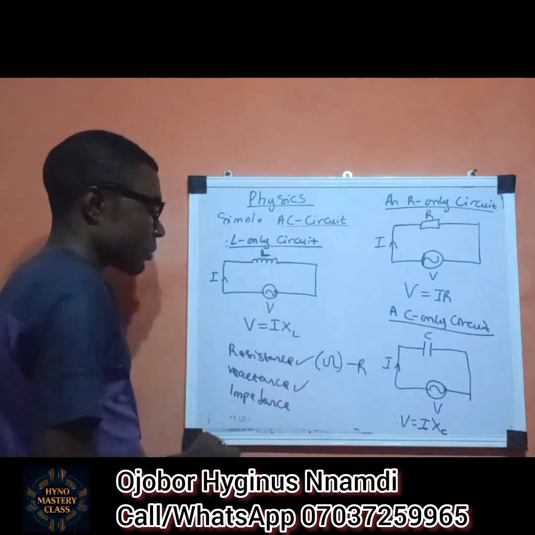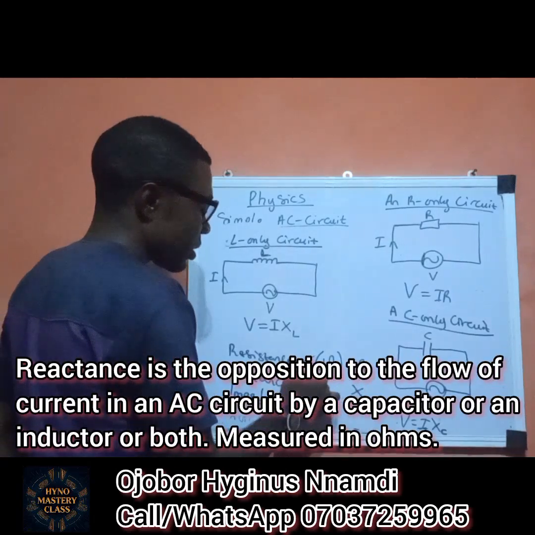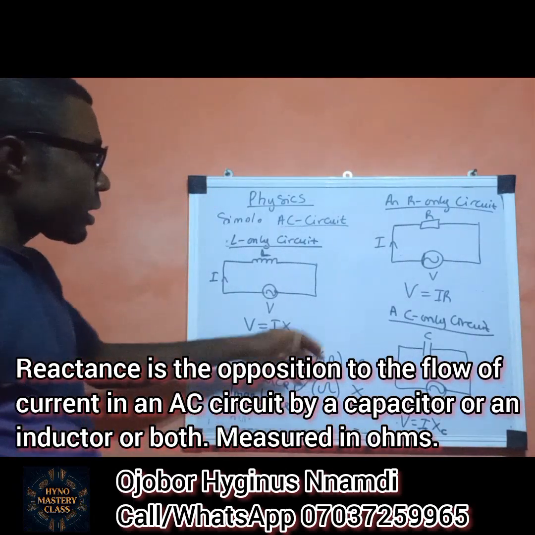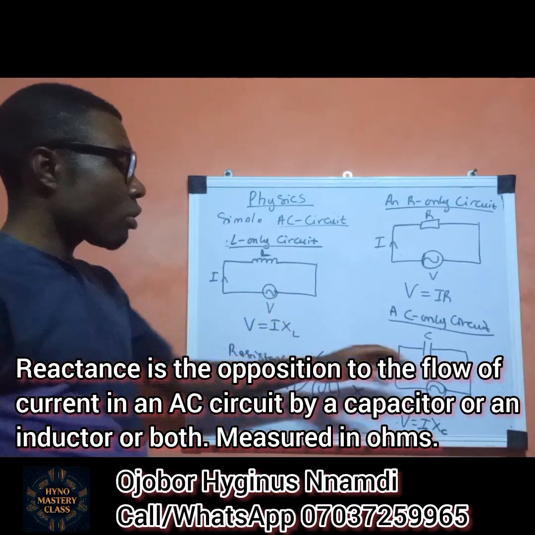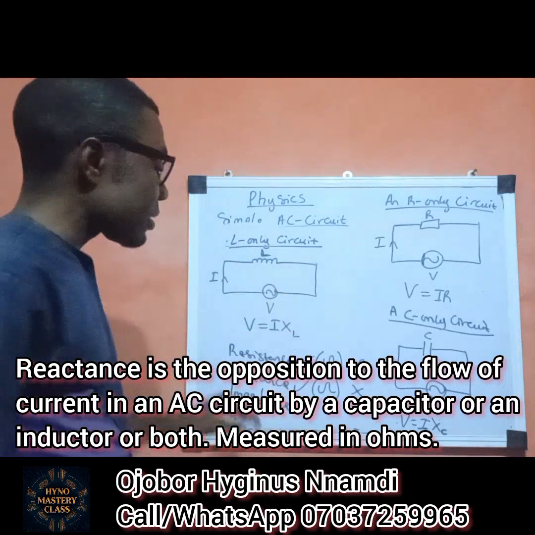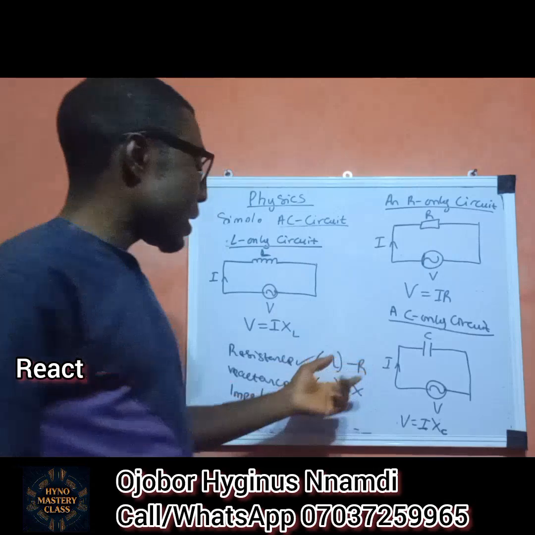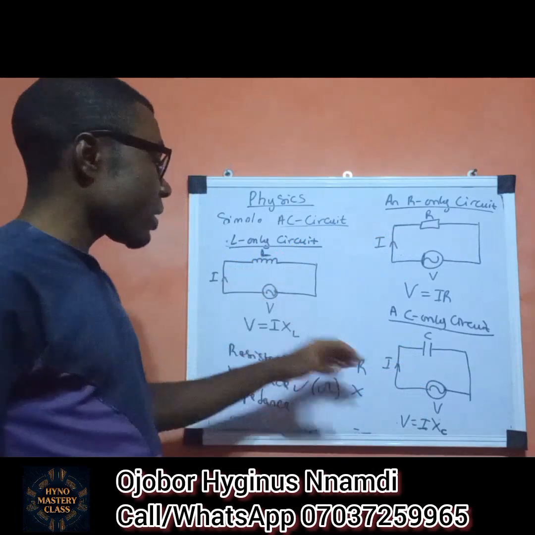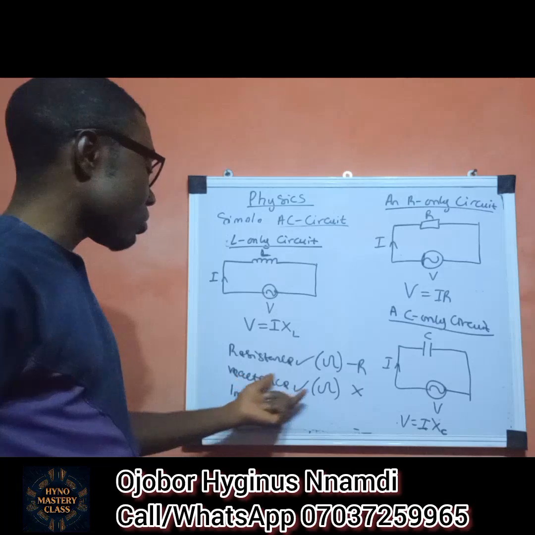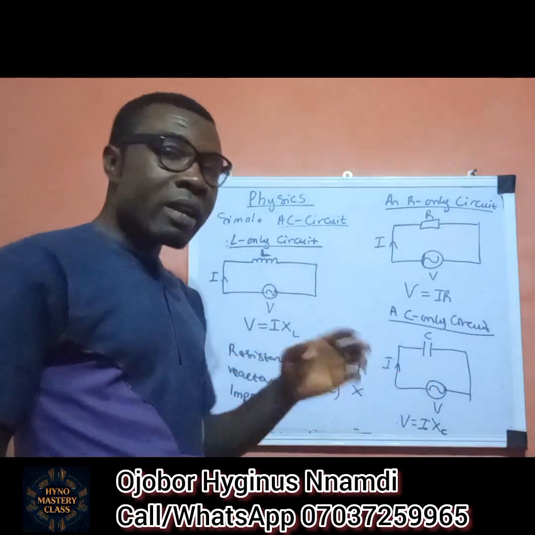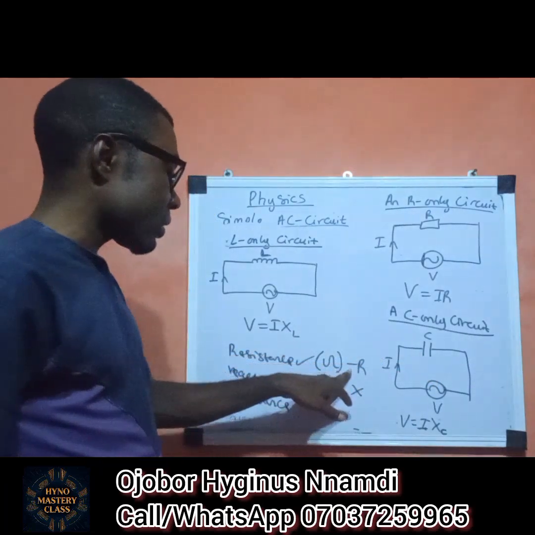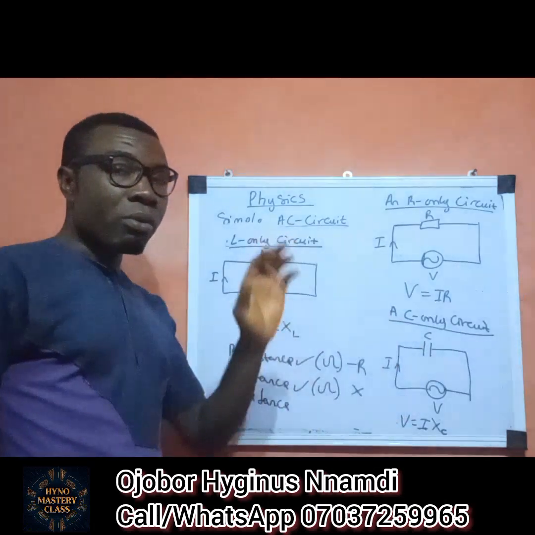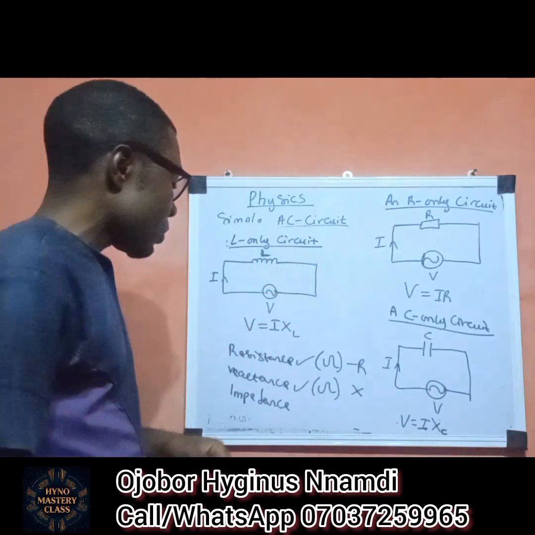The reactance is represented with X, still measured in ohms. But reactance is not provided by a resistor. It is the opposition provided by either an inductor or a capacitor or both to an AC circuit. Remember I said that opposition in an AC circuit is provided by a resistor, an inductor, or a capacitor. The opposition provided by an inductor or a capacitor is reactance, while that provided by a resistor is called resistance. Then impedance.